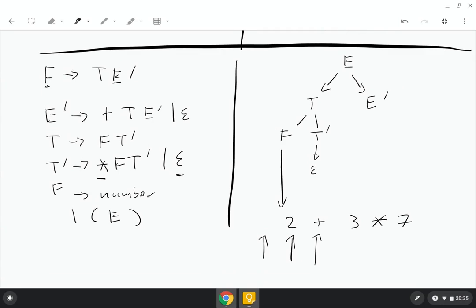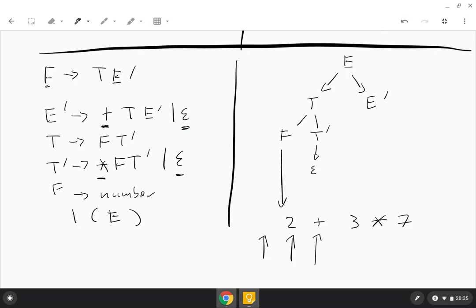Okay, so let's continue. Now we have to process E prime. I was confusing myself. Okay, we've got E prime. With E prime, we've got two possible productions, plus T E prime, or just epsilon. And our look ahead token is plus. So which production do we pick? The plus T E prime.